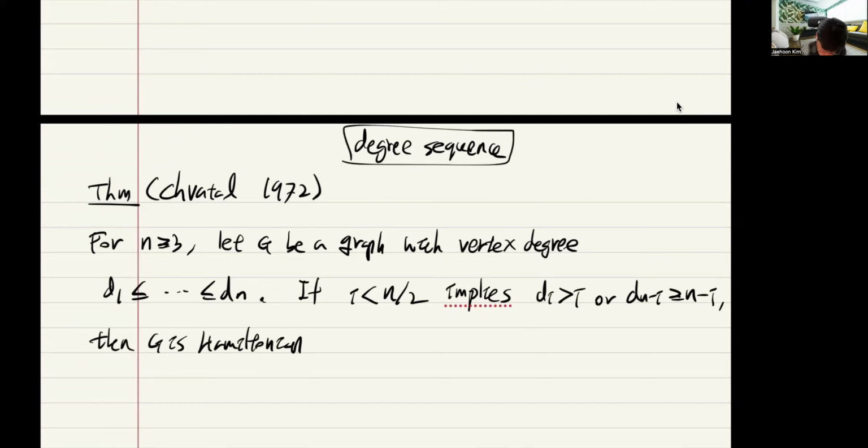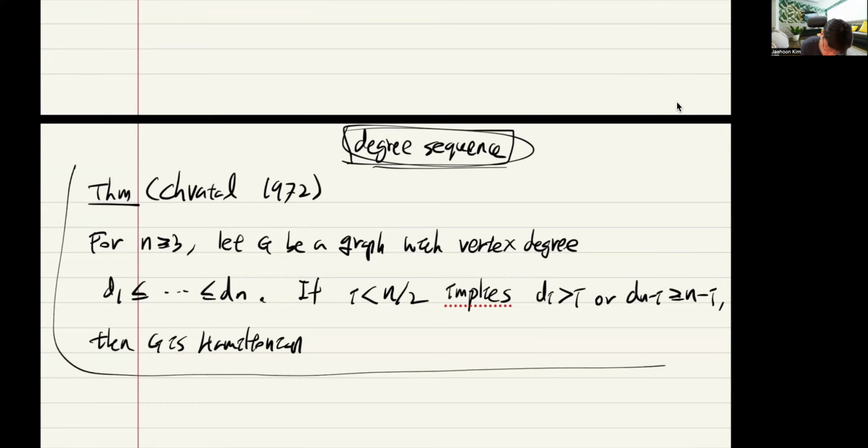So there is also this branch of graph theory which considers the degree sequence. This is a more general concept than just minimum degree. The relationship between the degree sequence and having a Hamilton cycle is also a natural concept. And then this Chvátal theorem implies Dirac's theorem.